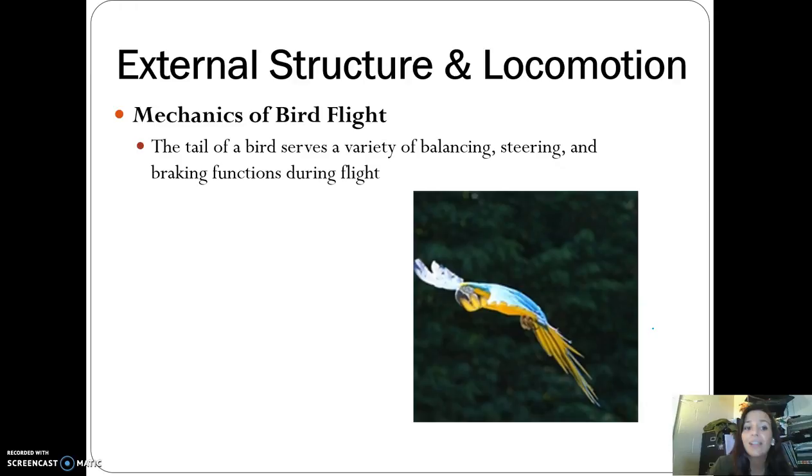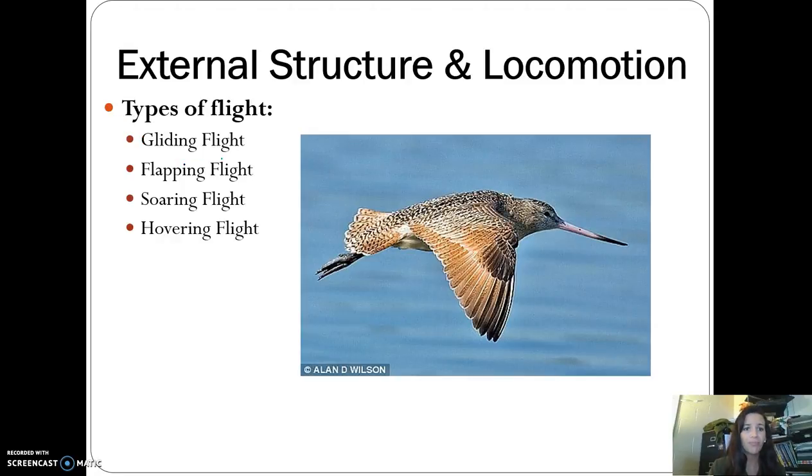So the tail is also a very important structure of a bird, and this is really important for balancing, steering, and braking during flight. Now there's 4 types of flight that we're also going to get into: gliding, flapping, soaring, and hovering.